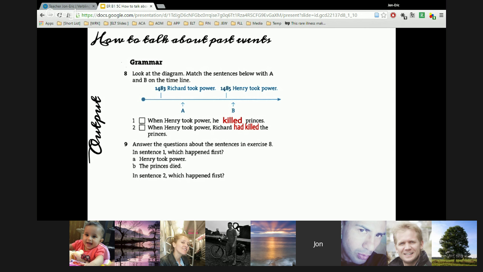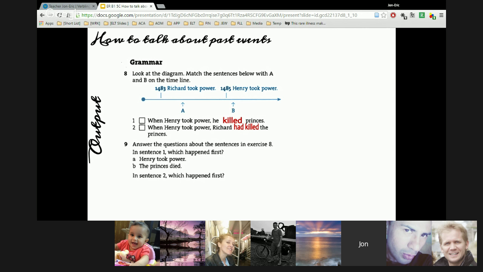Yes. Okay. Therefore, in sentence number 2, the order must be reversed, right? The princes died, and then Henry took power. When Henry took power, Richard had already killed the princes. That's another solution to the mystery that we just read about. Yes. Okay, so in that case, it's B and then A, just to be clear. Any questions about the order of events? These sentences, I guess they can't both be true because the order is reversed.